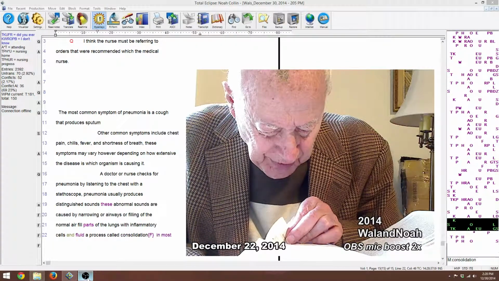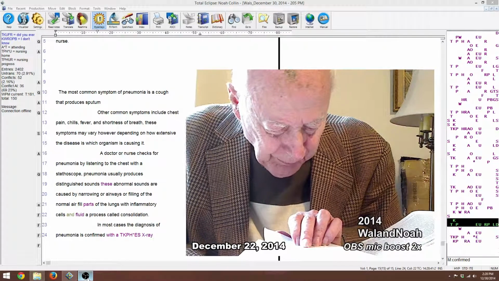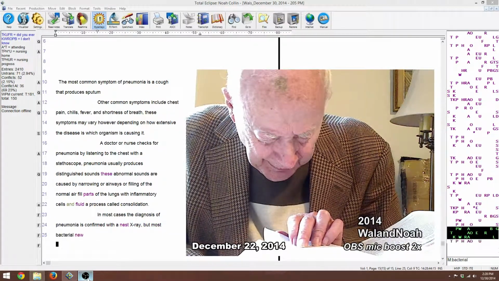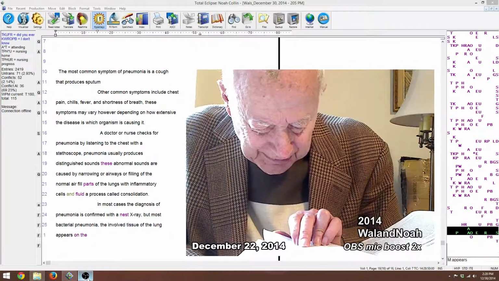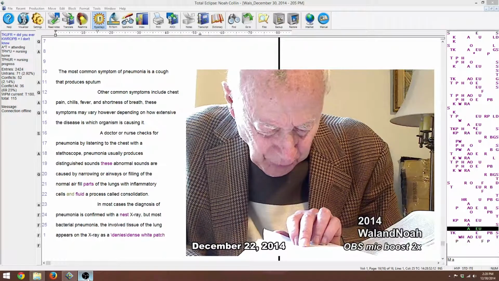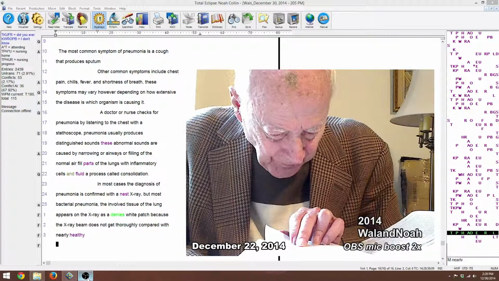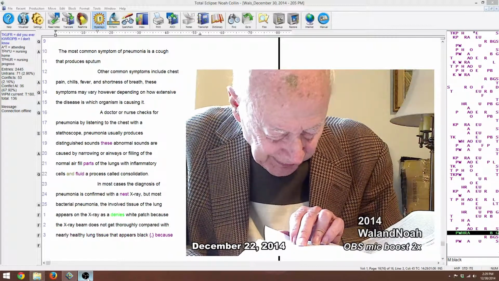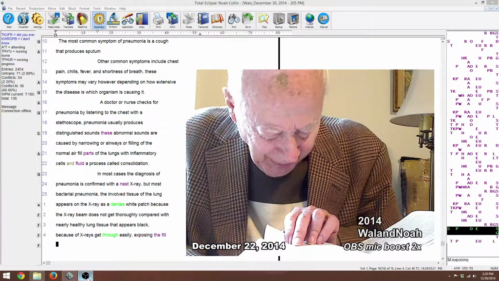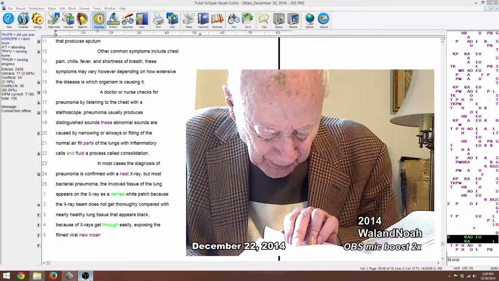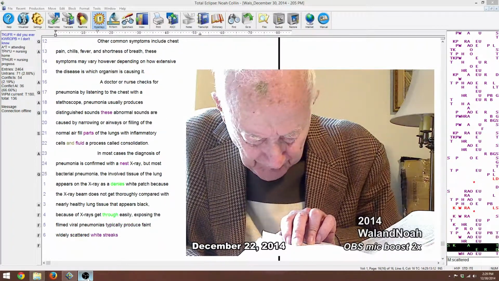In most cases, the diagnosis of pneumonia is confirmed with a chest X-ray. In most bacterial pneumonia, the involved tissue of the lung appears on the X-ray as a dense white patch because the X-ray beam does not get through thoroughly, compared with nearly healthy lung tissue that appears black because X-rays get through easily, exposing the film. Viral pneumonias typically produce faint, widely scattered white streaks or patches.